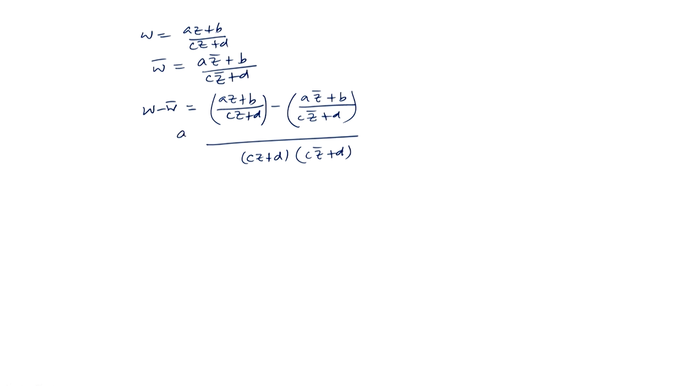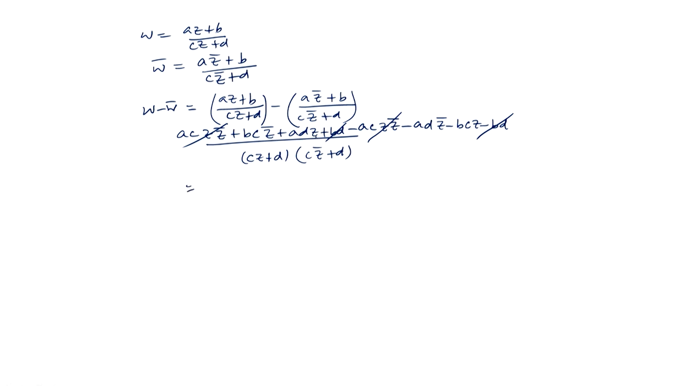Then we multiply: ac z z conjugate, then bc z conjugate, then ad z, and bd, and then minus ac z z conjugate, minus ad z conjugate, minus bc z, and minus bd. So bd cancels out, ac z z conjugate cancels out, and what do we get?